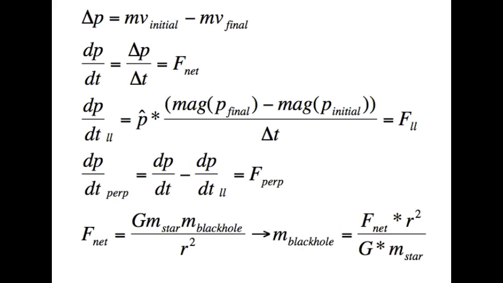dp/dt parallel was solved for by finding the magnitude of the initial momentum and the magnitude of the final momentum, subtracting them, and dividing by delta t. This was then multiplied by the unit vector for the momentum and set equal to F parallel. Since dp/dt parallel and dp/dt perpendicular must add up to equal dp/dt, the dp/dt perpendicular was found by subtracting the parallel from the total. Fnet perpendicular was set equal to dp/dt perpendicular after this was solved for, as shown here.